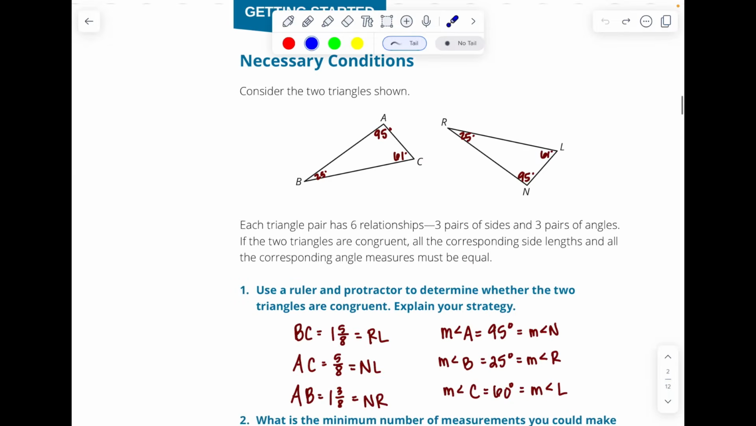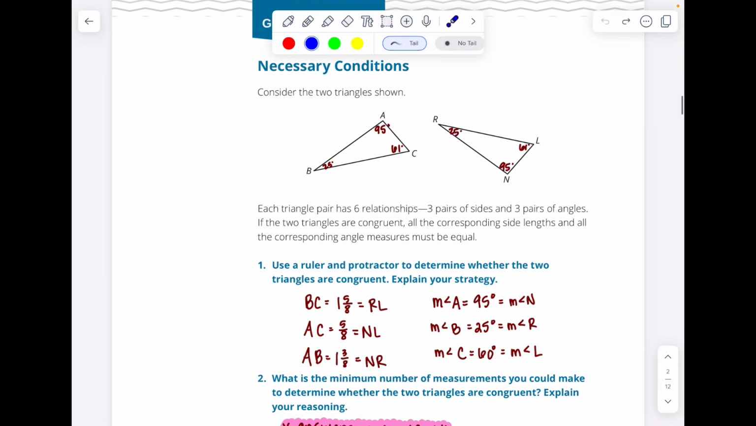All right, now for the getting started, you can see that there are these two triangles. So I went ahead and measured already. I measured AB, and that gave me 1 1/3 inch. And it was the same thing for NR. So these two are congruent. And then AC and NL were congruent, and I got that measurement down here. It was 5/8 of an inch. And then BC and RL were congruent. That gave me 1 5/8 of an inch.